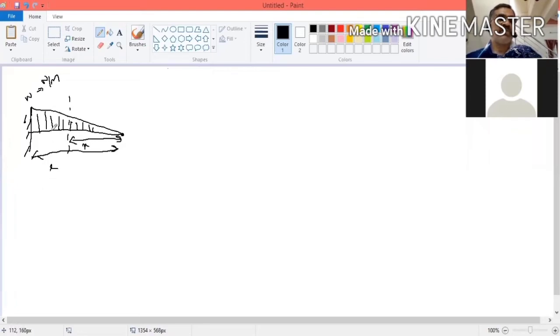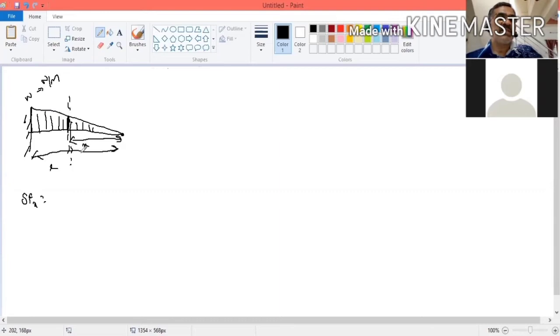Now I want to find out the shear force at this location. What is shear force? That is force; you have to supply the force. Now, the intensity at this location is W. Then what will be the intensity at this point? That you have to find.